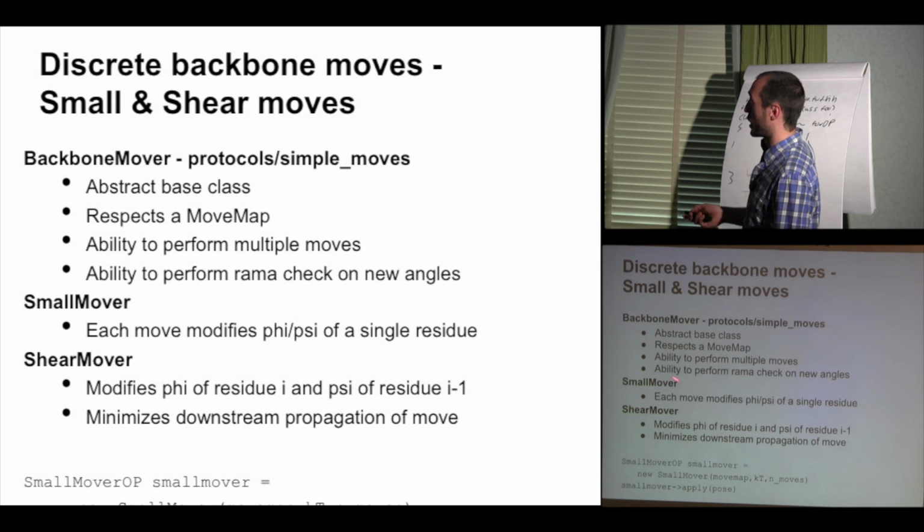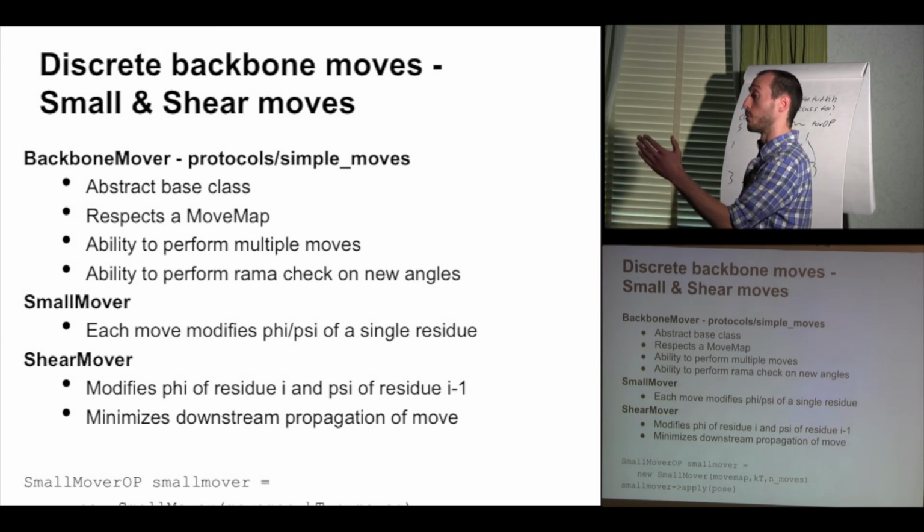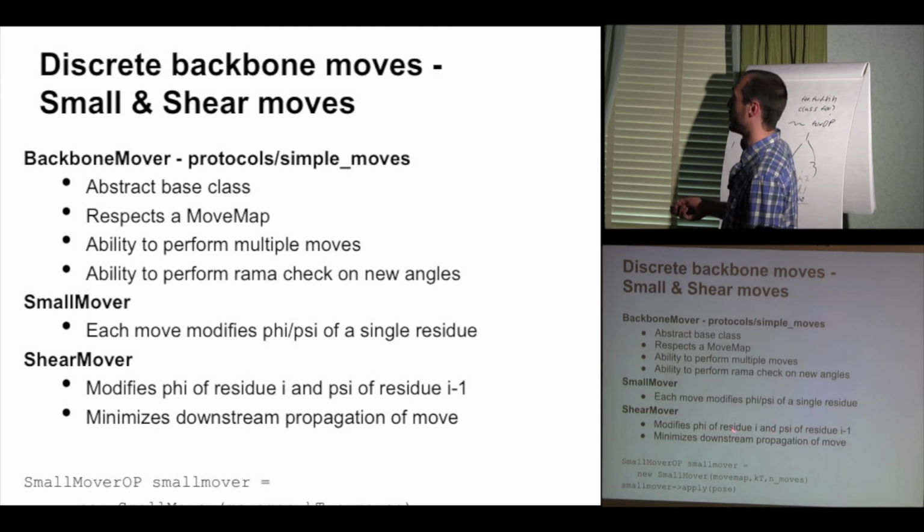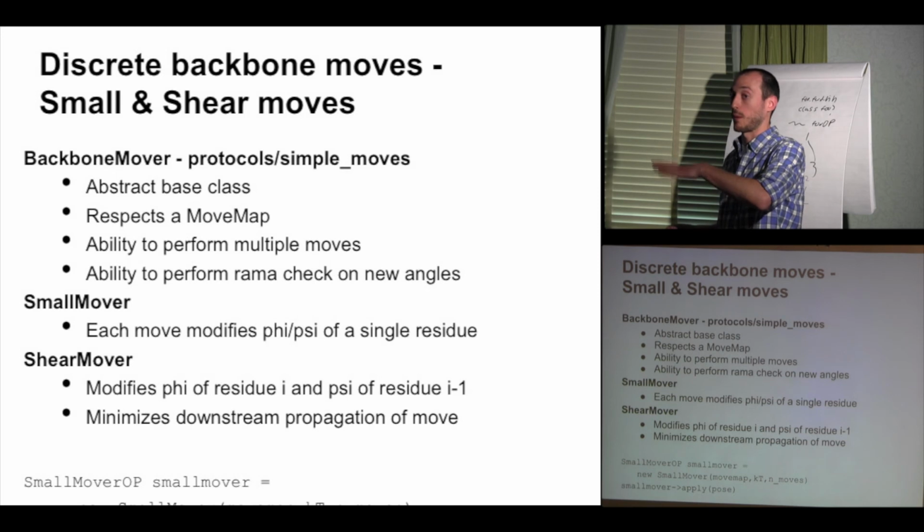And so a small move modifies the phi psi of a single residue. So as I mentioned before, the lever arm effect: if you do this, you can pretty dramatically change anything that's downstream kinematically, or downstream in your FoldTree. A shear mover modifies the phi of residue I and the psi of residue I minus 1, and it does this in such a way that it attempts to minimize this downstream propagation of this change.